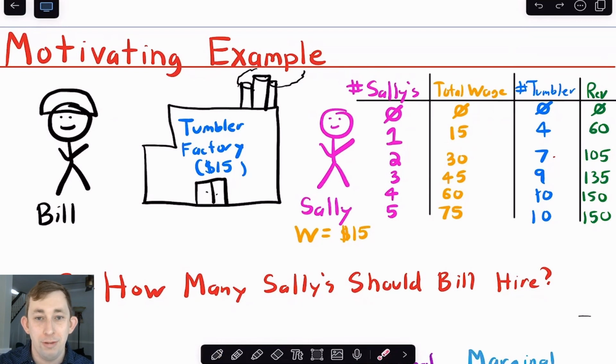And remember from the marginal analysis topic that we talked about a long time ago, we try to equate marginal cost to marginal benefit. The marginal cost in this situation is the fact that he's got to pay $15 extra to hire another Sally. The marginal benefit is going to be the marginal revenue or the marginal product of an additional Sally. That's a revenue marginal product, which means we take the number of extra tumblers that Bill can now make, multiply it by $15 per tumbler, and that's how we get the new marginal benefit of hiring an additional Sally.